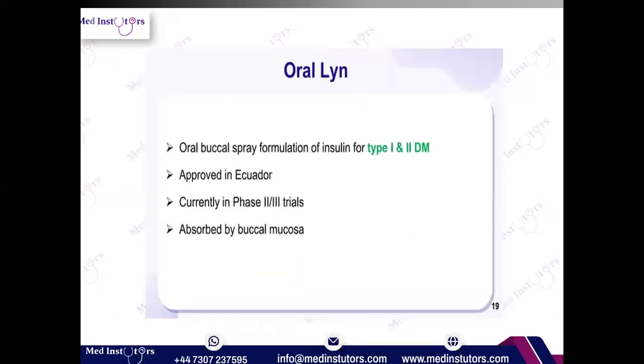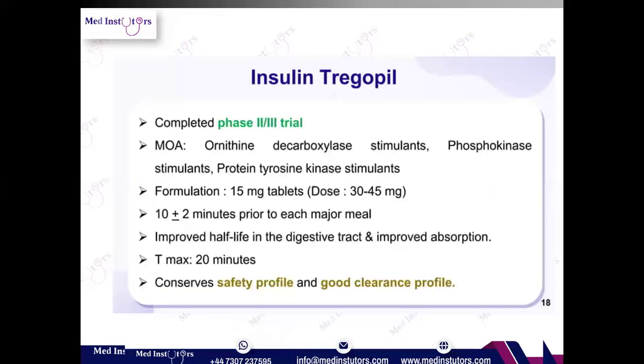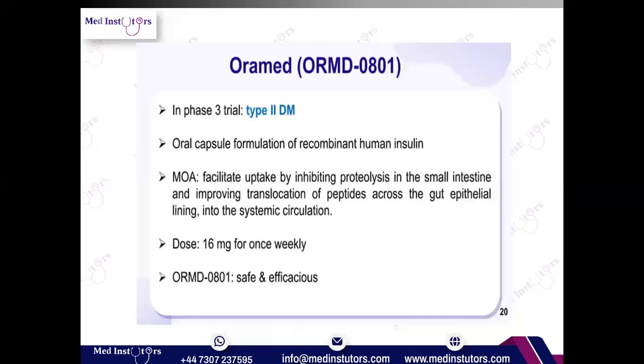We have an oral buccal spray formulation of insulin for type 1 and type 2 diabetes, approved in Ecuador. It is in clinical trials. It is absorbed from the buccal mucosa in the mouth. Then there is Oralin, Oramed, which is in phase 3 trials for type 2 diabetes. Okay, Oramed is a capsule.